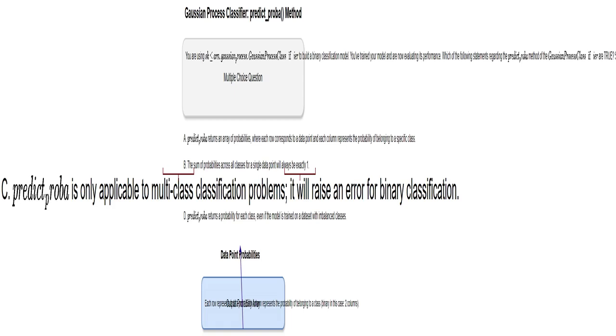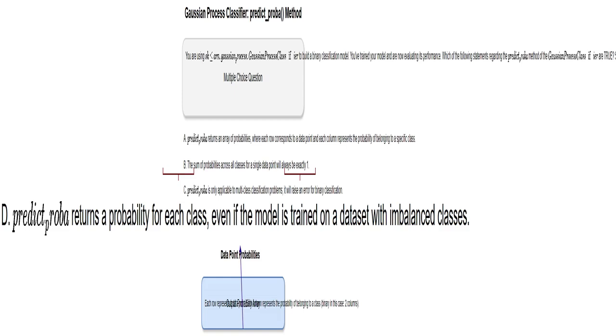This is incorrect. `predict_proba` works perfectly fine with binary classification problems. It just means that instead of multiple columns representing many classes, there will only be two columns, one for each class.